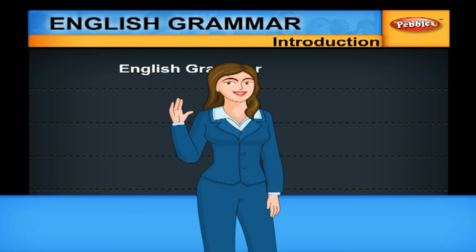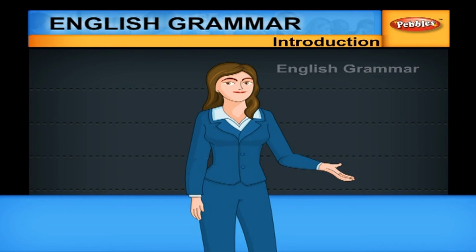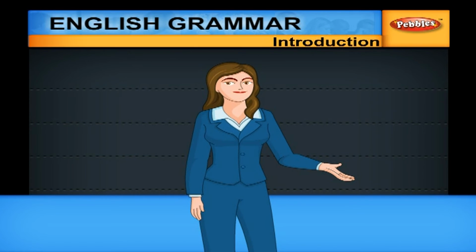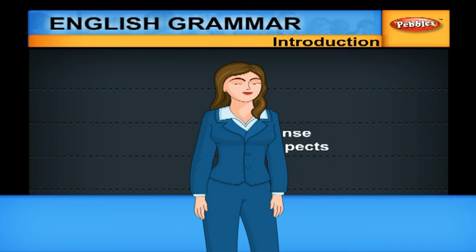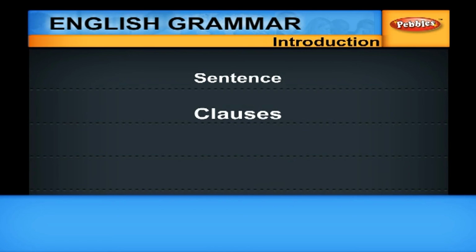Now, you can understand that a language is structured at different levels. At the highest level, you have the sentence. At the lowest level, you have the word. And in between, you have the clause and the phrase. A sentence is made up of clauses. A clause is made up of phrases, and a phrase is made up of words.